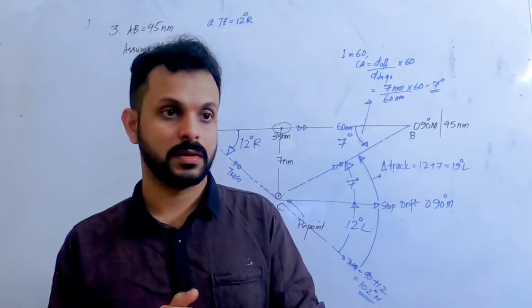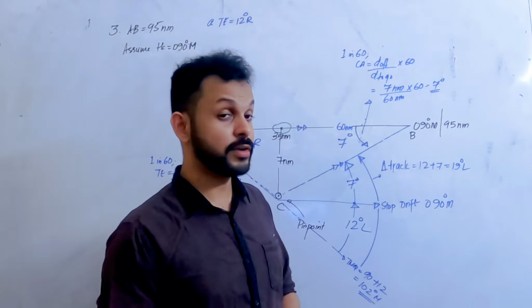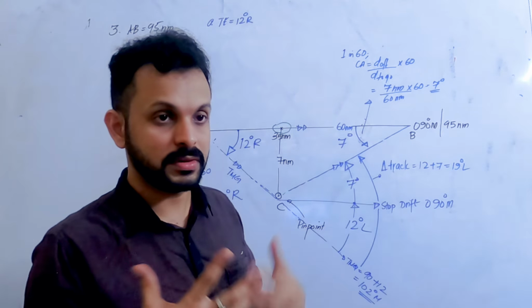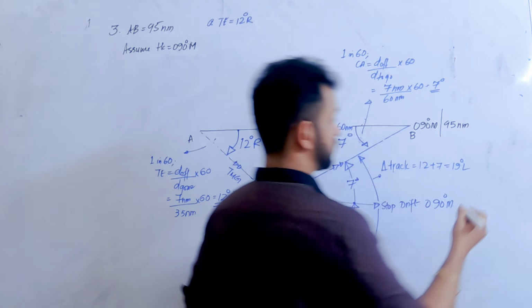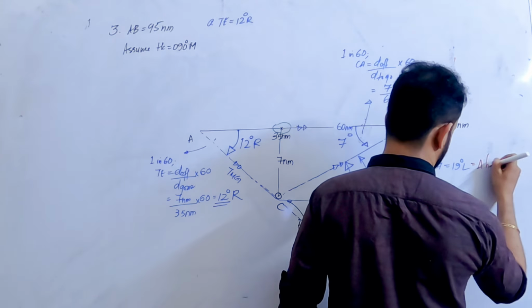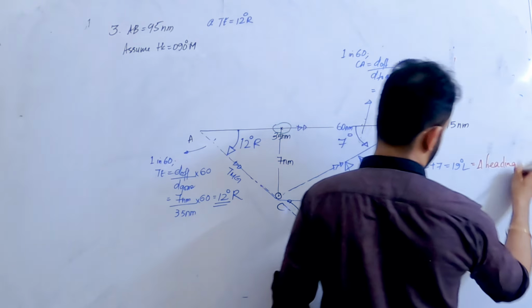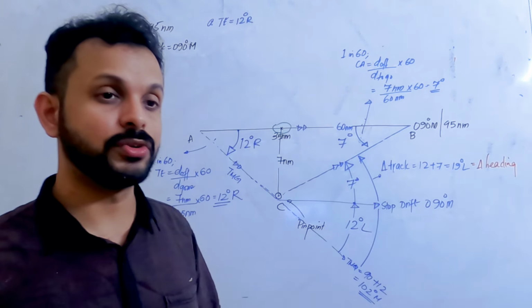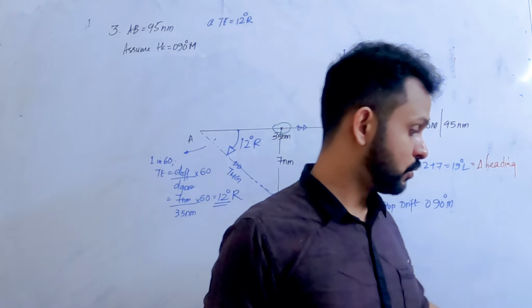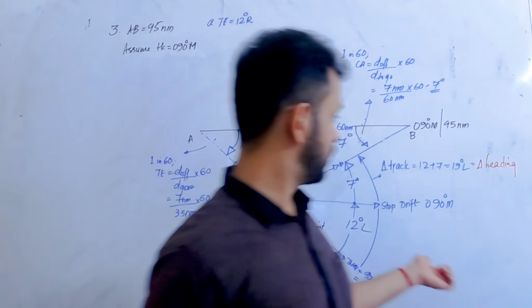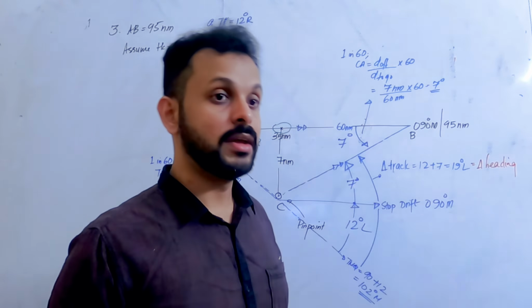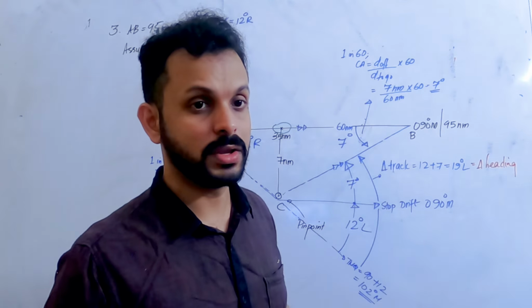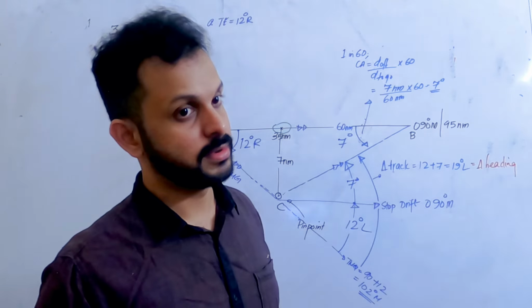It's 19 degrees of heading. That's all. You're not asked to find the actual value of the heading. The question is just asking you to find the alteration of heading. So whatever track change you have is equal to your heading change. Track change is equal to heading change. Therefore, whatever track change you have, that should also be your heading alteration, to the left.